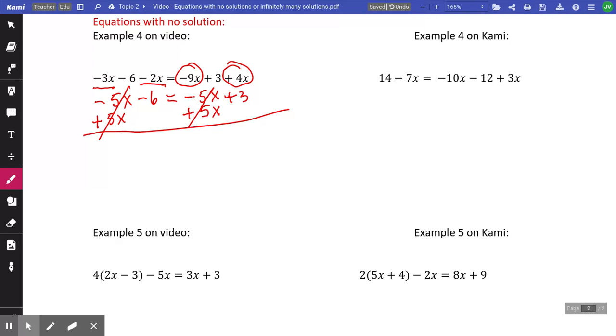And this happens to be canceled. So I'm going to bring down this -6 equals. I will bring down this +3. But is -6 equal to 3? It is not. So that's not a true statement. This means that you cannot find a number to substitute for x to make these two sides equal. So this equation has no solution.